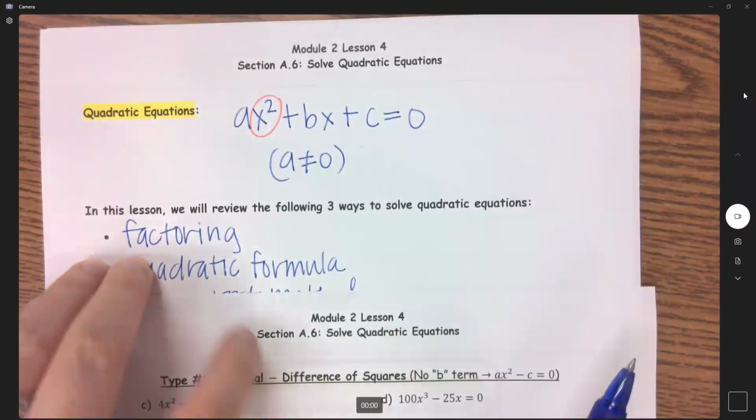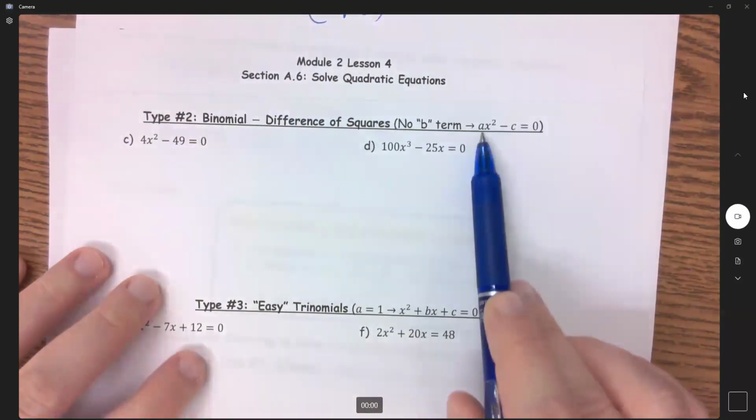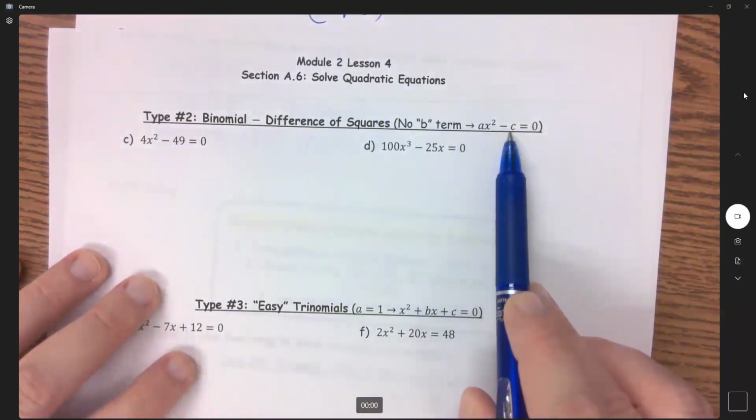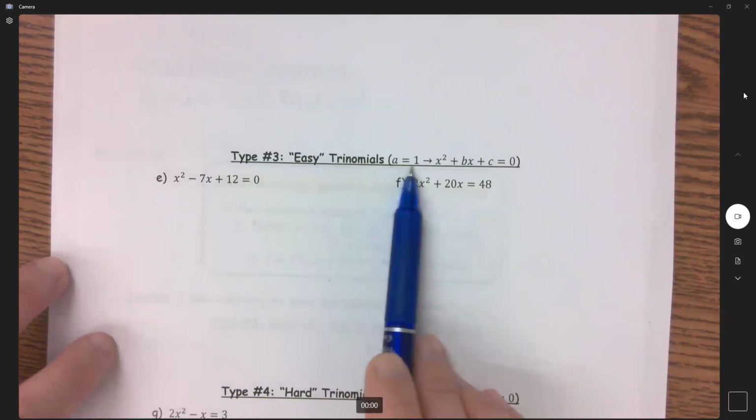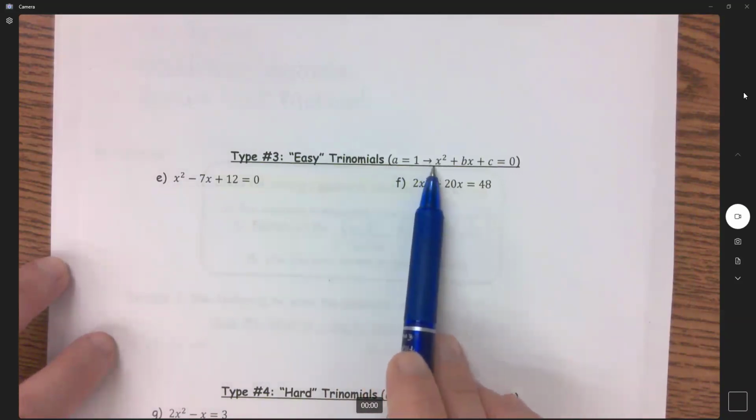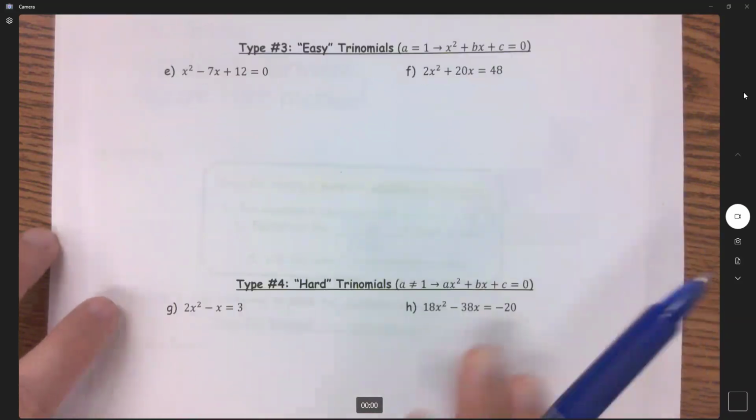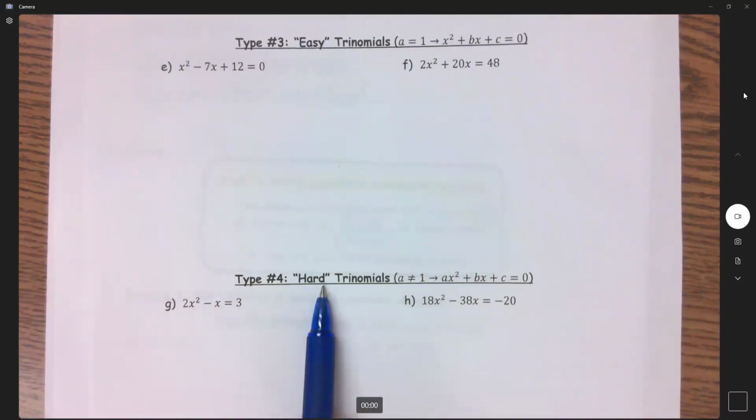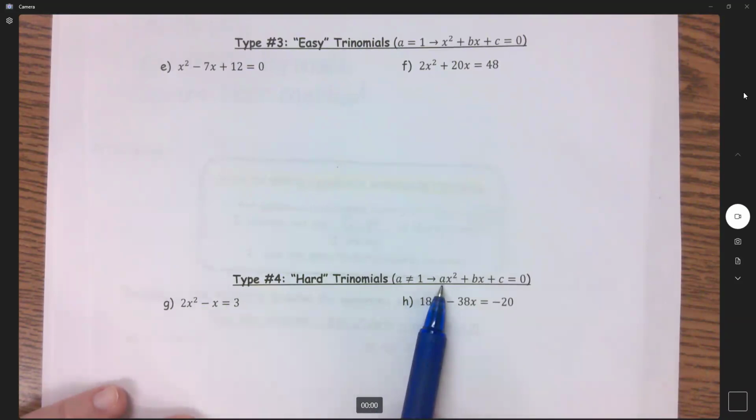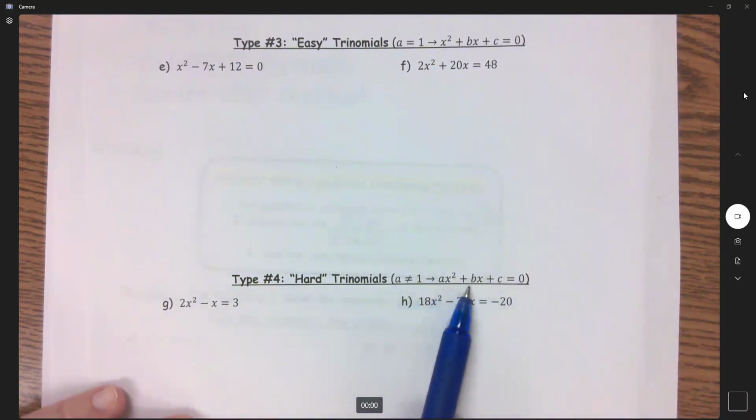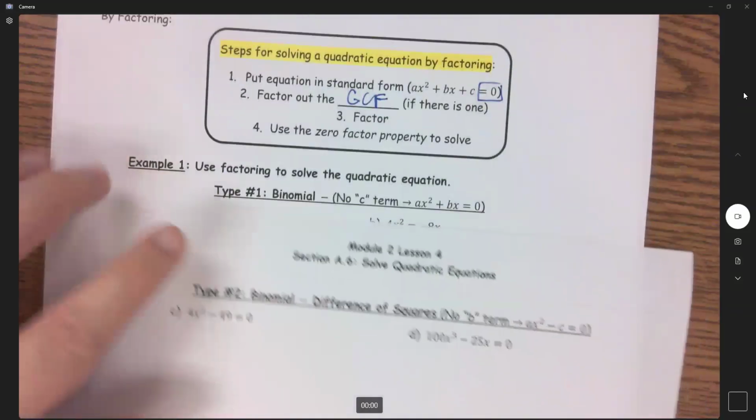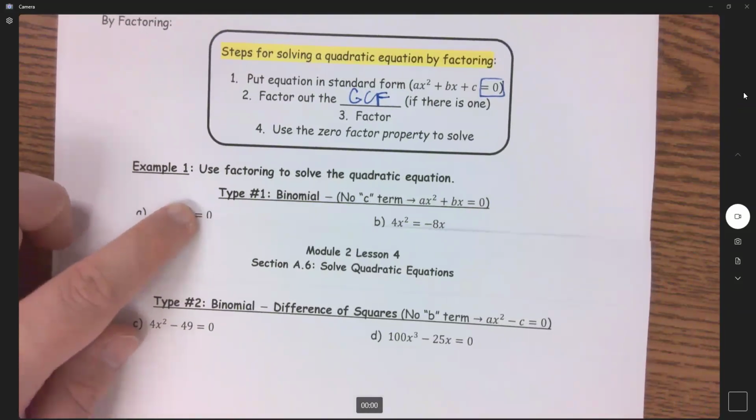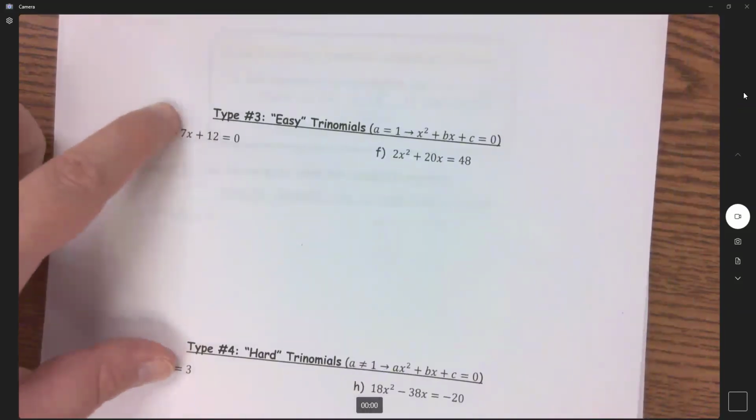The second type is also a binomial, and it's called the difference of squares, and it's where I have no b term. So from this here, we have no b, it is just the ax squared, and then it does need to be a minus c. The third type is what I call an easy trinomial, where your a is 1, so you just have x squared instead of ax squared plus bx plus c. And the fourth one is called hard, and it's not really hard, but it does have more steps. It's when a doesn't equal 1, so now we have a full quadratic of your ax squared plus bx plus c. I'm going to split this video so your 2 binomials will be in this video, and then in the next video will be our 2 trinomials.